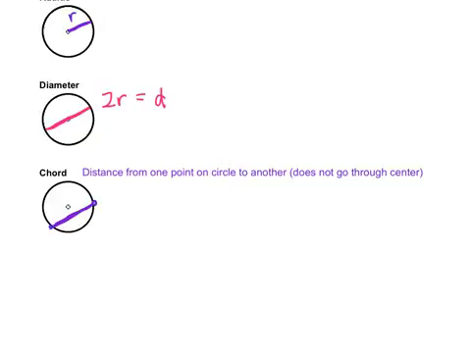And you can draw chords anywhere. I could draw another one right here. There's another chord from one point to another point. I could draw one right here from one point to another point, as long as it's not passing through the center of the circle. Same thing with the diameter, and I know we said that with the radius. Your diameter you could draw anywhere, as long as it's passing through the center and going from one point on the circle to another point on the opposite edge, you have a diameter.